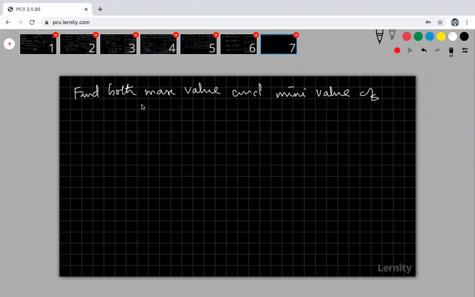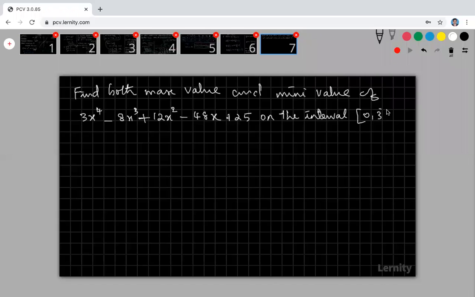Find the maximum value and minimum value of 3x^4 minus 8x^3 plus 12x^2 minus 48x plus 25 on the interval [0, 3].